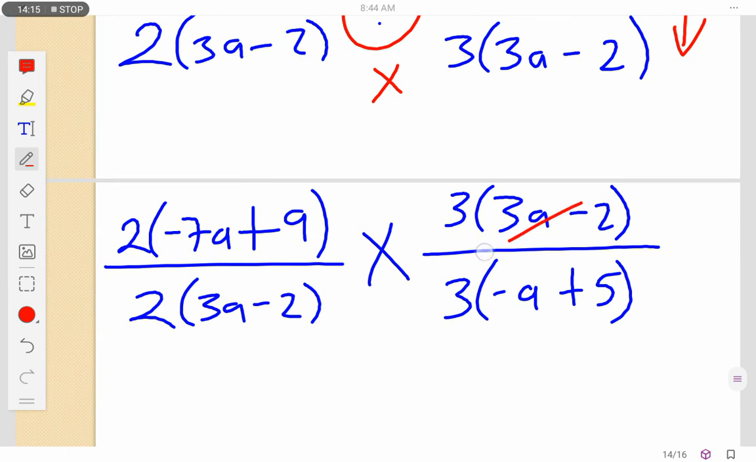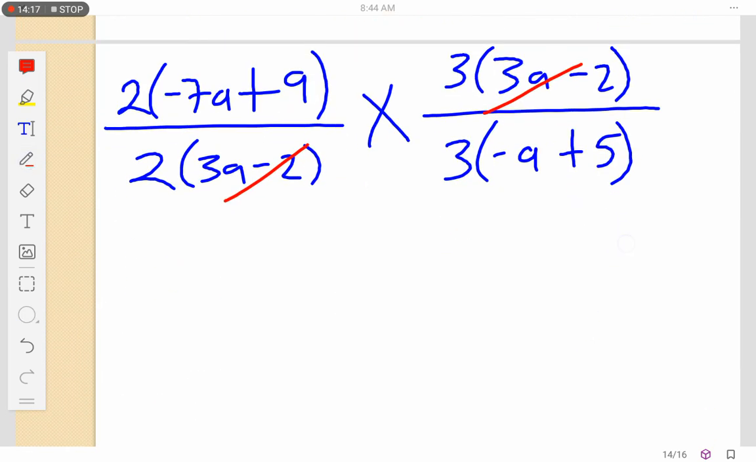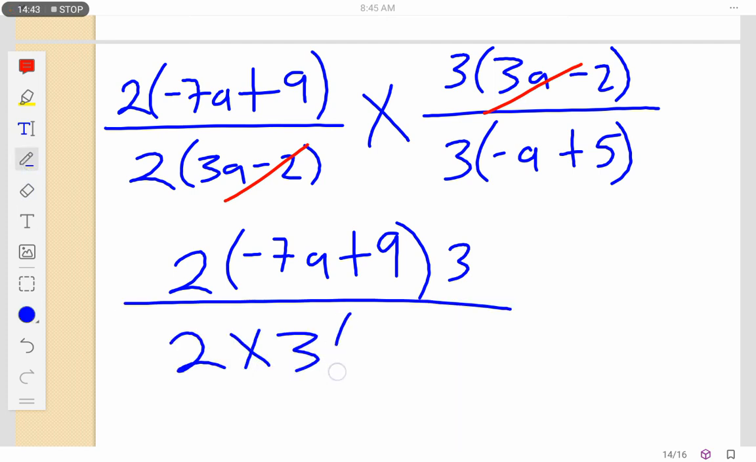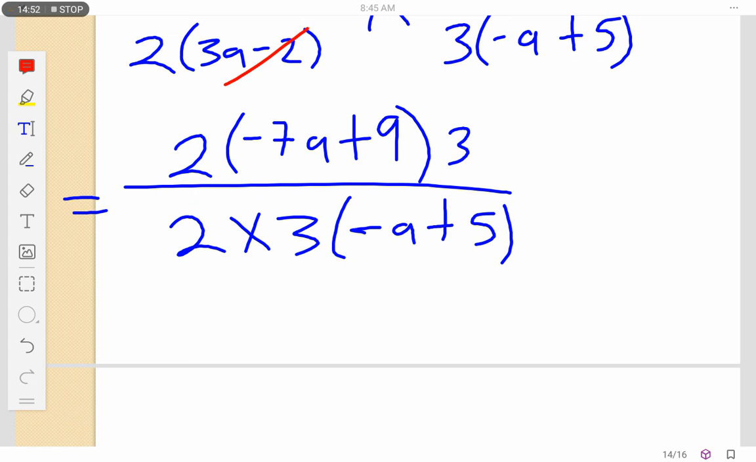This one can cancel off with this one. Okay, and we'll remain with our 2 by minus 7a plus 9 multiplying by 3. Sorry, I'm now writing everything. It's now 3 alone. Okay, all over 2 by 3 by minus a plus 5. Okay, like that. So this is what we now have, and we can even remove the brackets at this point.